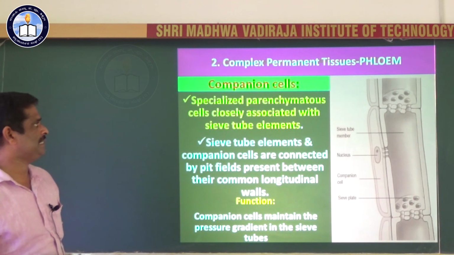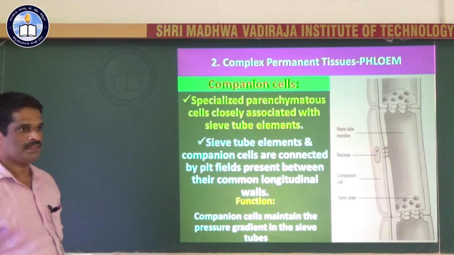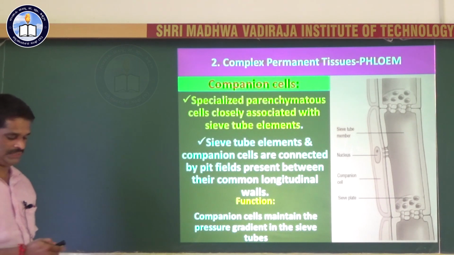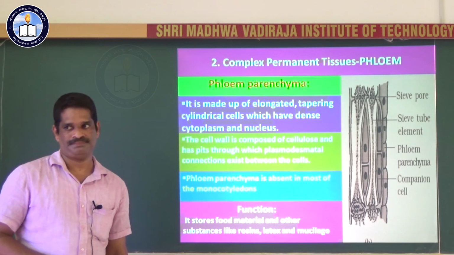What is the function of these companion cells? Companion cells maintain the pressure gradient in the sieve tubes. Phloem parenchyma.